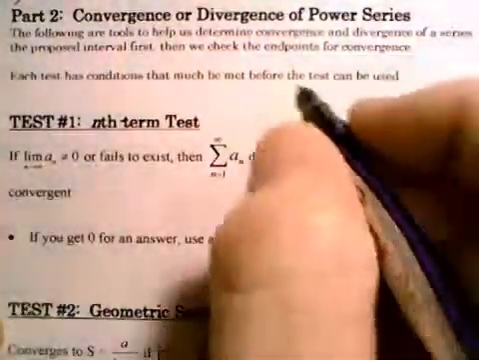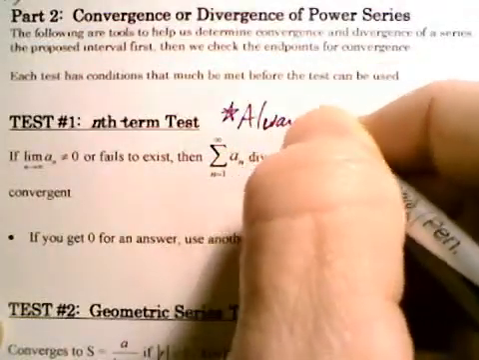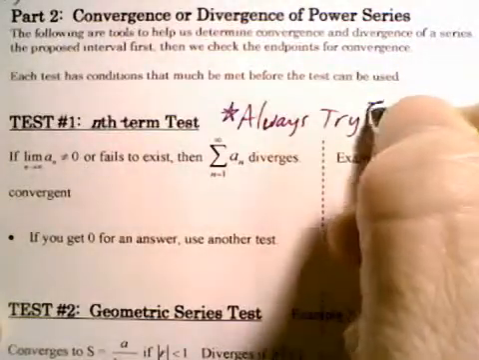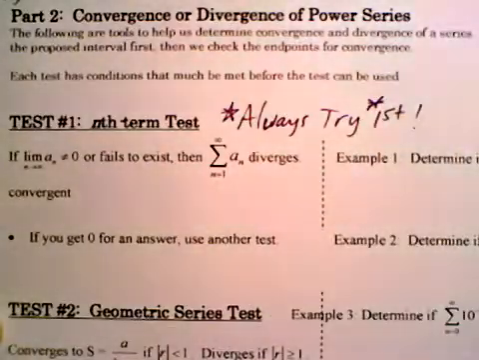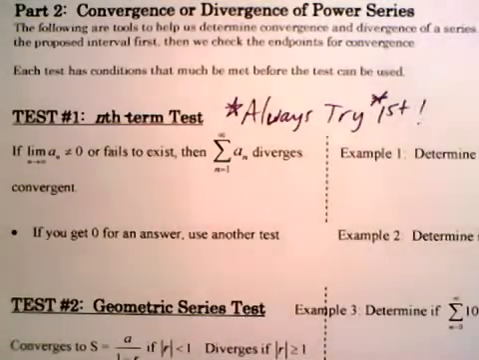In fact, this is the one I always want you to try first. Always try this one first. Okay, so 2 stars. That's great. Always try first. And the reason why you always try it first is because typically it's the easiest one, and you don't waste your time trying to show that a series is convergent when it obviously diverges.